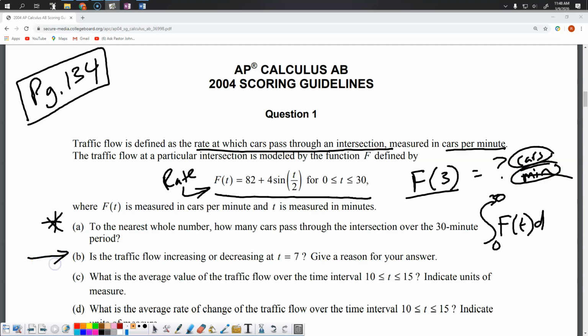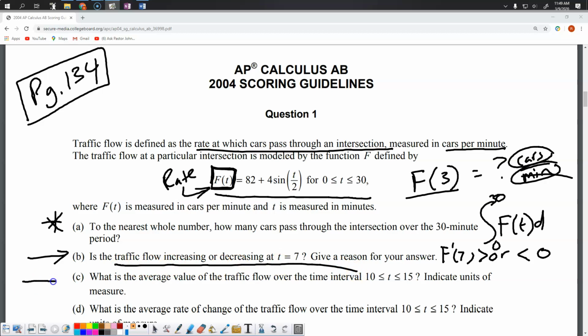Now for the next one, is the traffic flow increasing or decreasing? Now they're asking here about, is this function increasing or decreasing? So what you would need to do is find out what f prime of 7 is. And the question is, is it greater than 0 or less than 0? If it's greater than 0, then the traffic flow is increasing. If it's less than 0, then the traffic flow is decreasing. And once again, you can just plug this right into your calculator. You don't need to do any calculations by hand there.